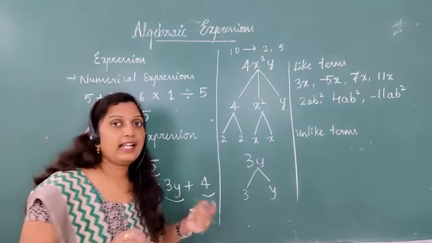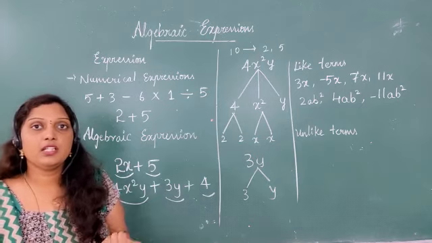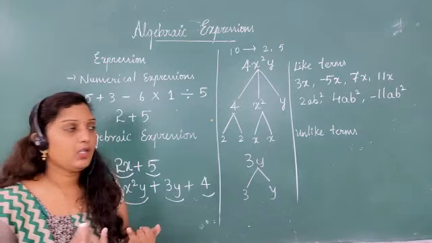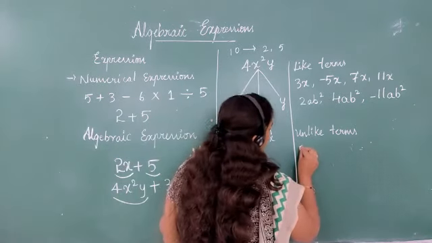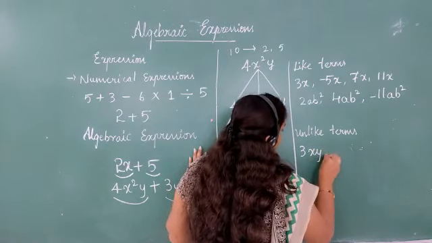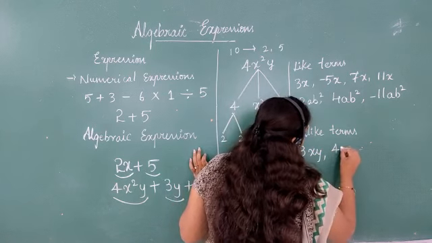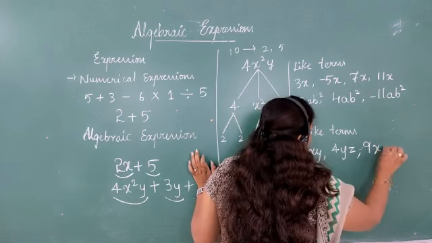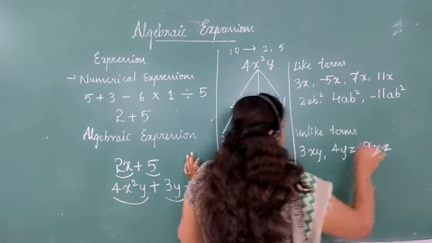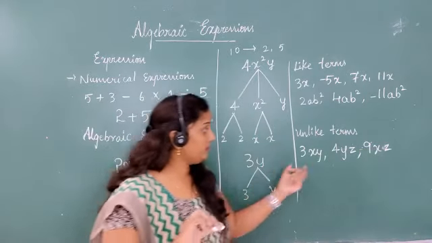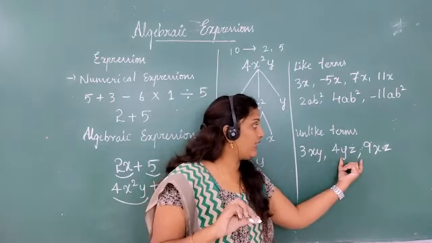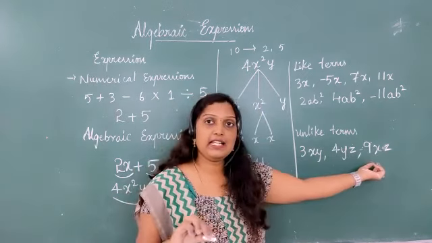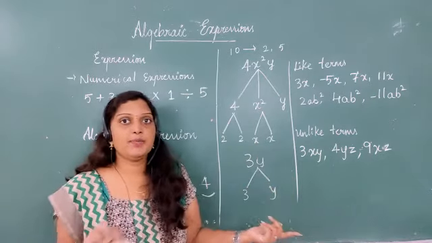So next one is unlike terms. Unlike terms are nothing but the terms having different powers or different variables. Take an example: 3xy, 4yz, 9xz. You can observe here you have xy, here yz and here xz. The powers of all these three are the same, that is 1, but the variables are different.